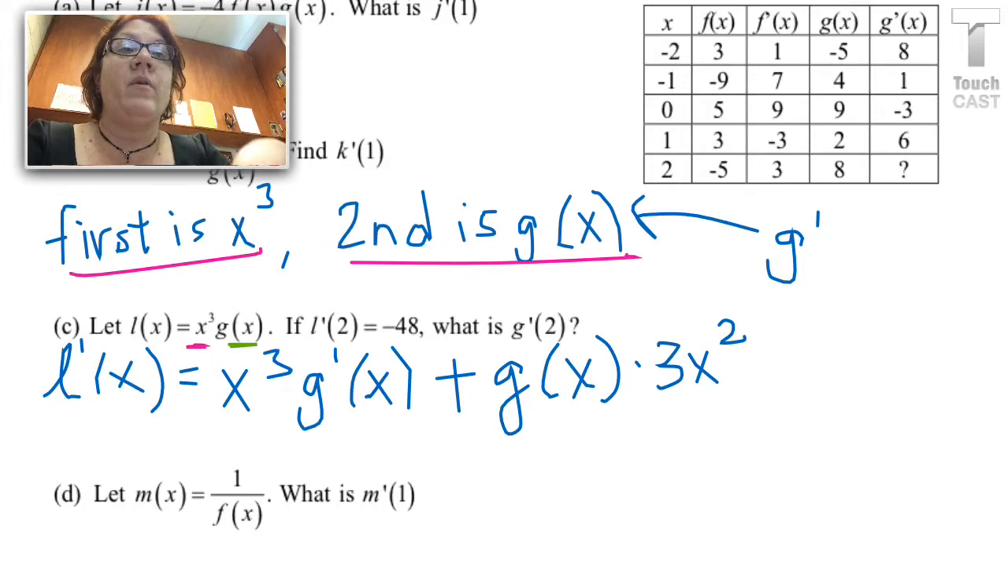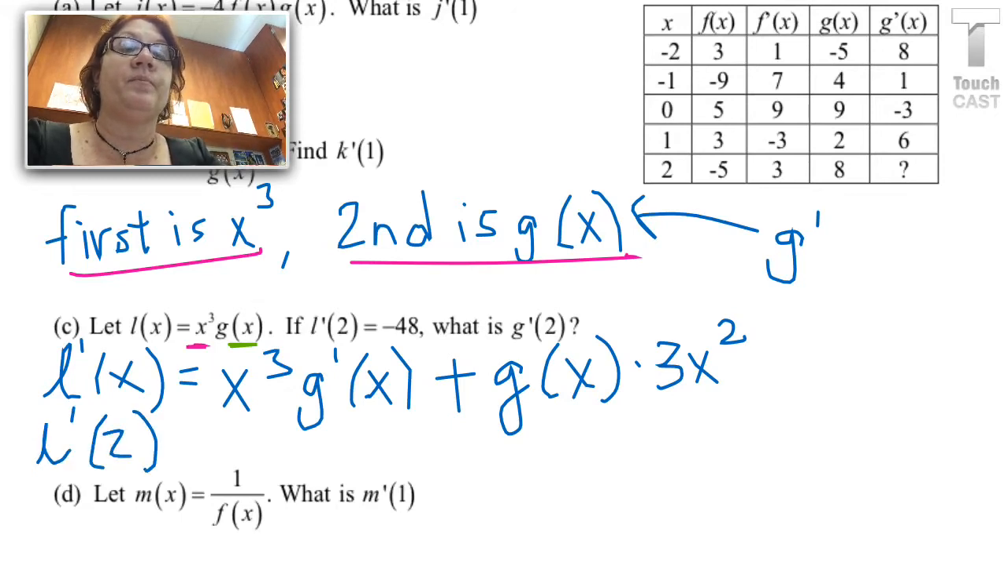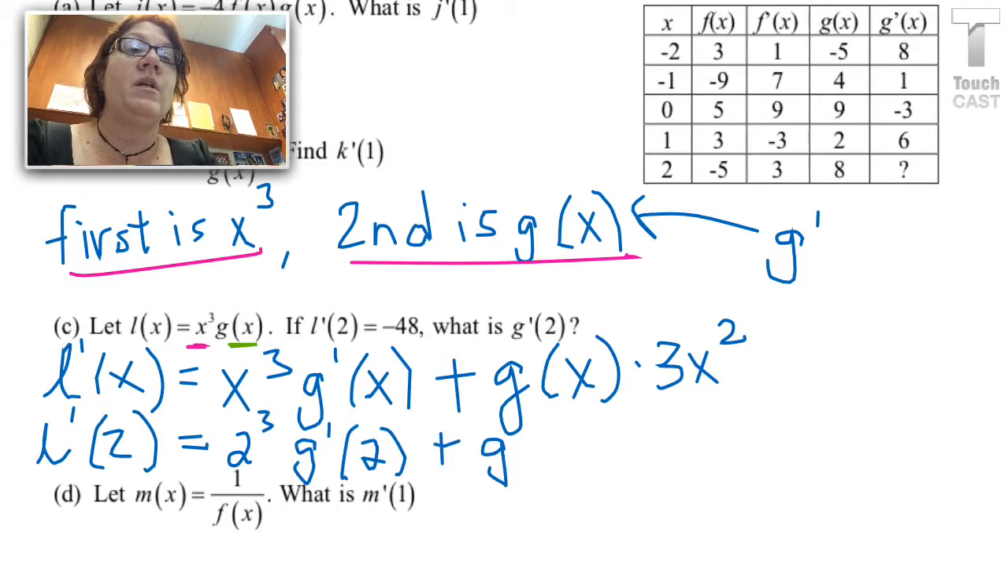And now I want to find L prime of 2, or I know what L prime of 2 is, which means I would plug in 2 for all the x's. So it would look like this. Remember, pause if you need to.